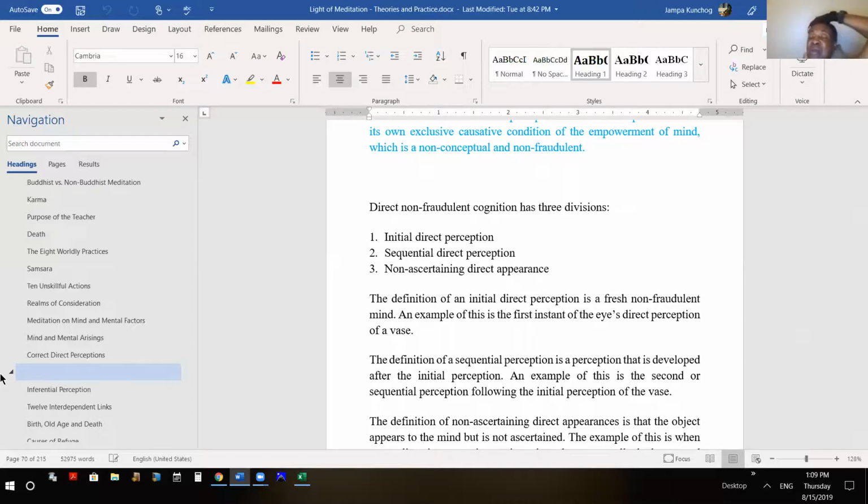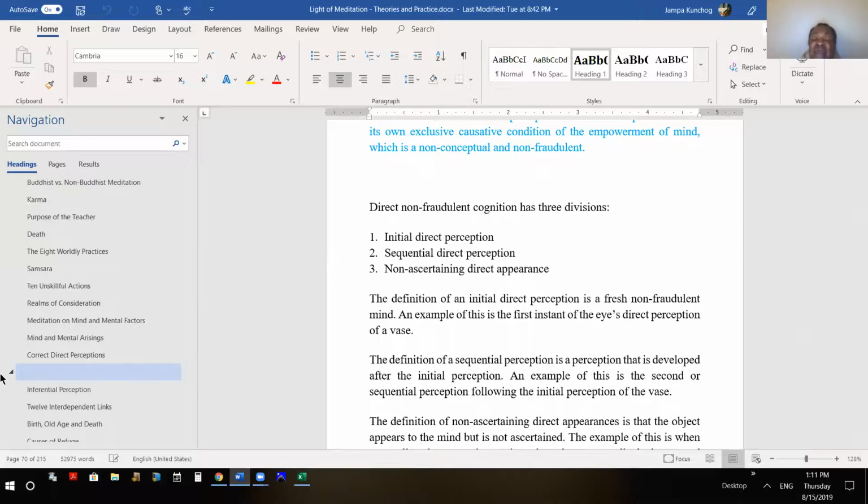But when we talk about the direct non-conceptual perception, we're talking about a perception that is initial. Perception is a fresh, non-fraudulent mind, meaning that it's not mistaken. Remember we gave the example of having blue glasses on and looking at the snow mountain? We have an appearance, but the appearance itself is fraudulent, because to the eye consciousness, that which is white appears to be blue. Read through this again and again. Later on, when we get into the various types of minds and the other types of non-conceptual perceptions, we'll get a better understanding.